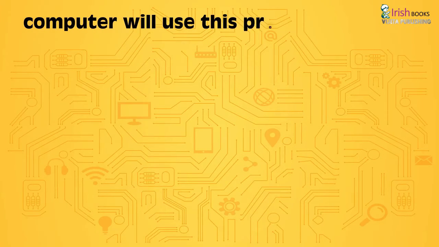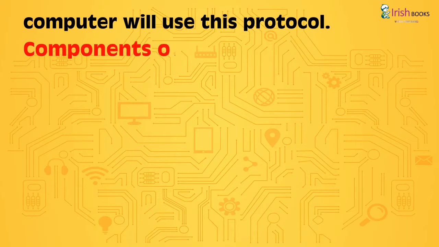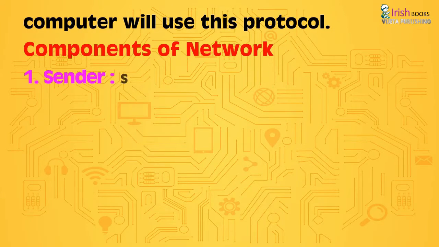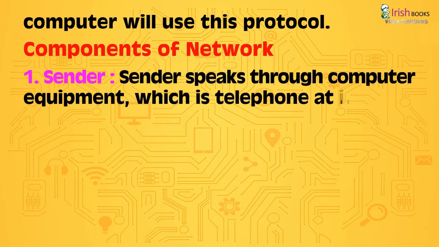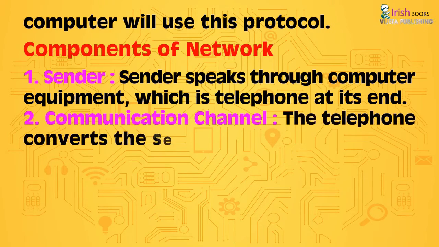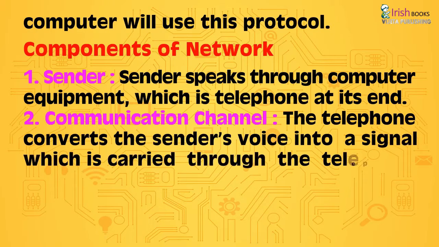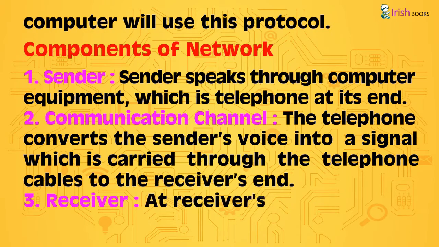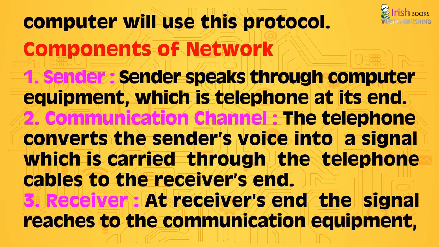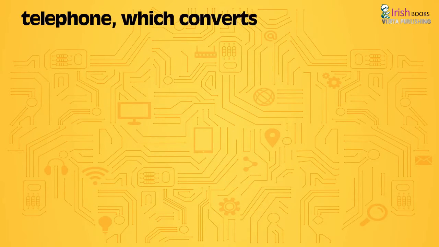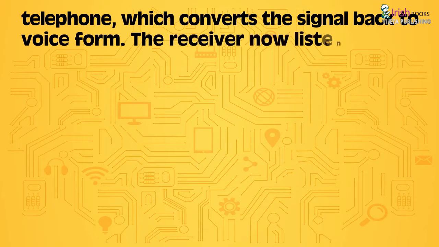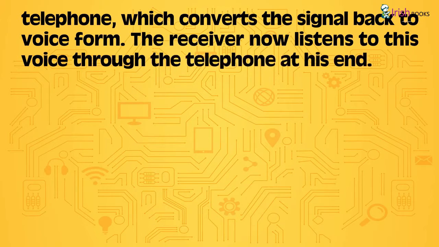Components of network. Sender: the sender speaks through communication equipment, which is a telephone at its end. Communication channel: the telephone converts the sender's voice into a signal which is carried through the telephone cables to the receiver's end. Receiver: at the receiver's end, the signal reaches the communication equipment, the telephone, which converts the signal back to voice form. The receiver now listens to this voice through the telephone at its end.